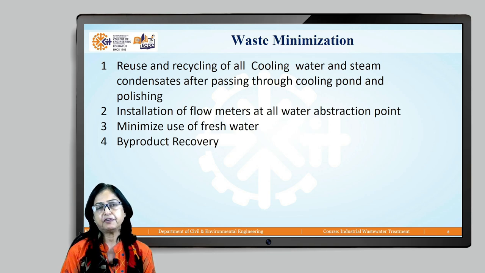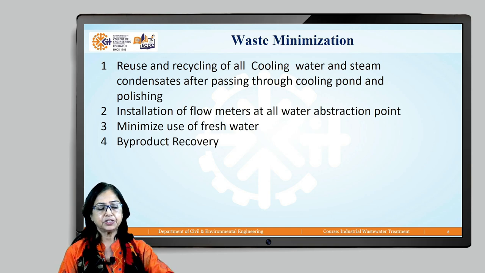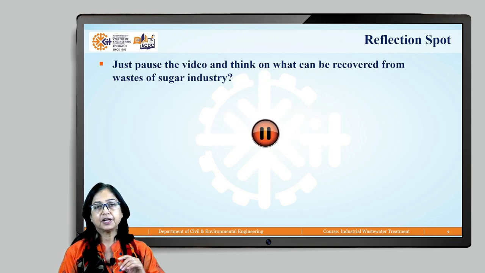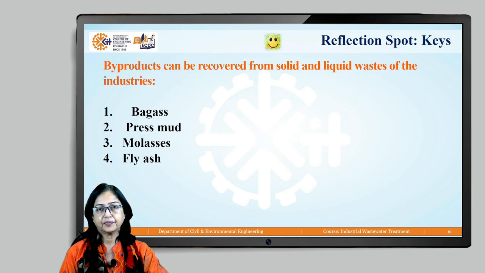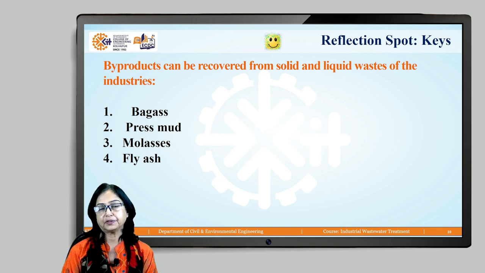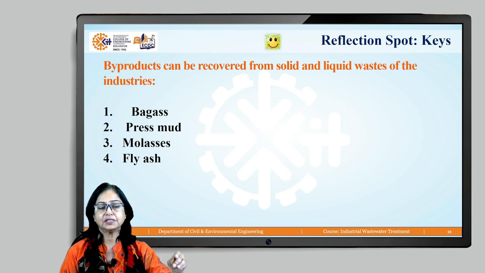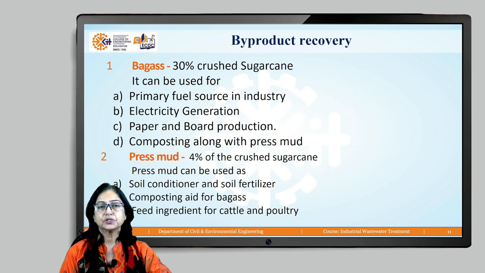And the fourth step, very important, that is byproduct recovery. So, let's look at which are the byproducts to recover. I want you to pause the video and think what you can recover from waste of sugar industry. So there are main four byproducts which can be recovered from sugar industry, and these are bagasse, press mud, molasses and fly ash. So what is bagasse?